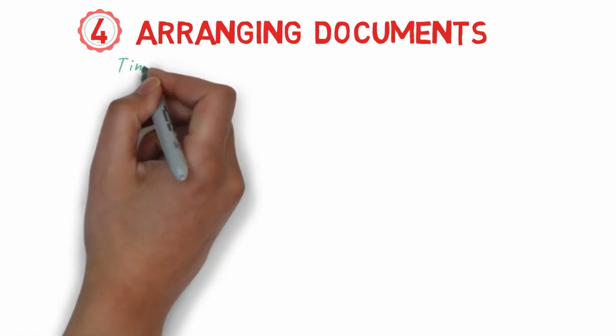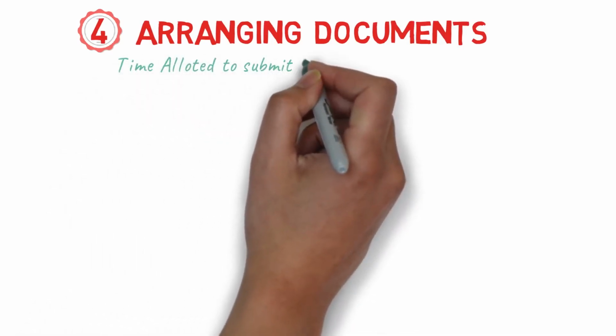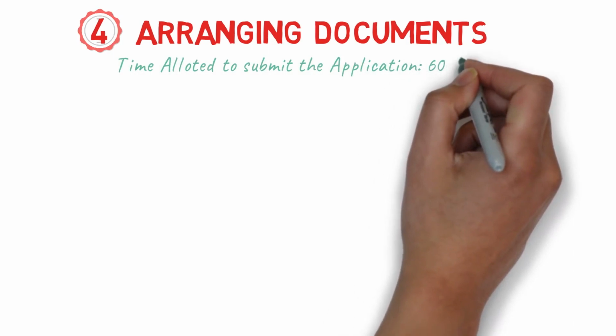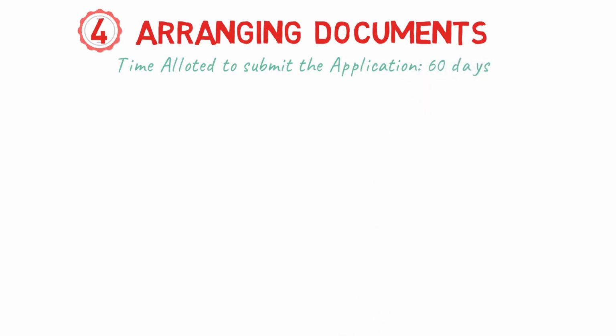Okay, now the step 4, arranging documents. Trust me, this is a really time consuming process. However, the time allotted to submit the application after you get the ITA is 60 days. Earlier it was 90 days, but now it has been reduced by 30 days and it is now only 60 days or 2 months. Now, which are the documents required?